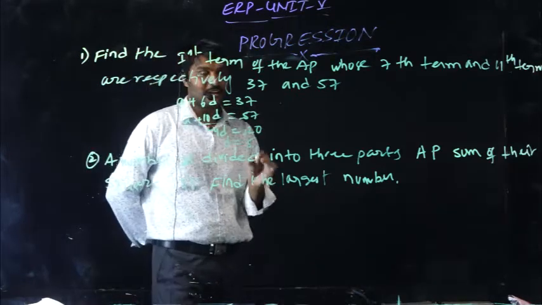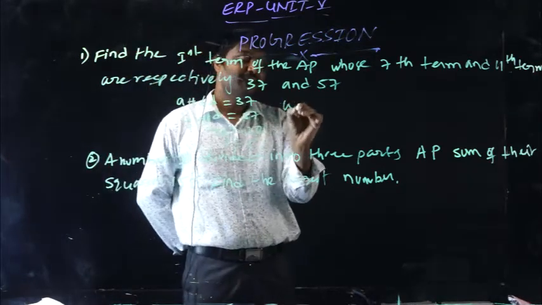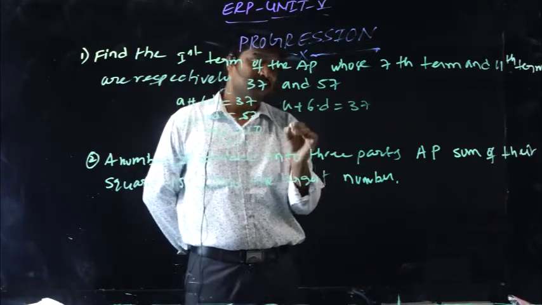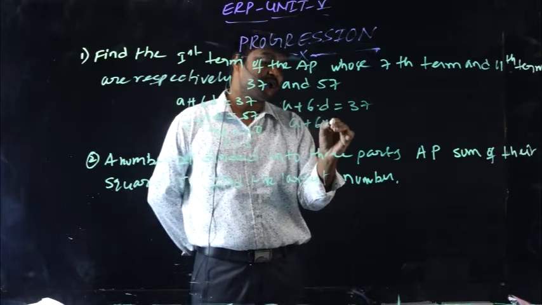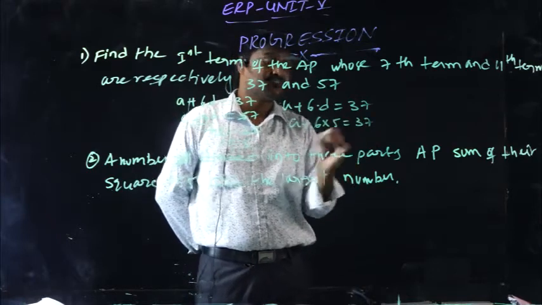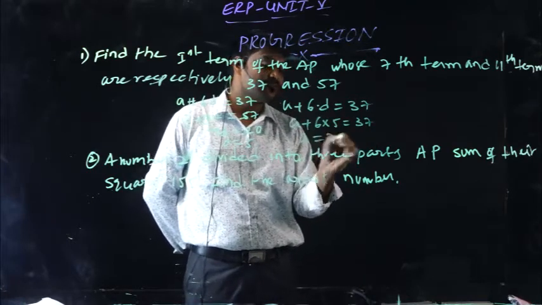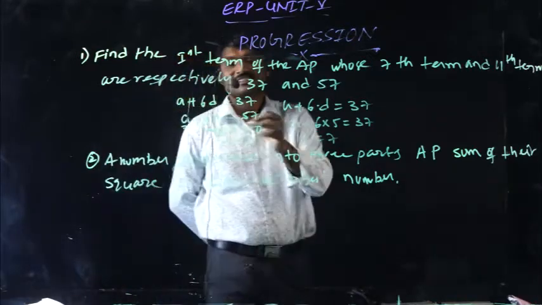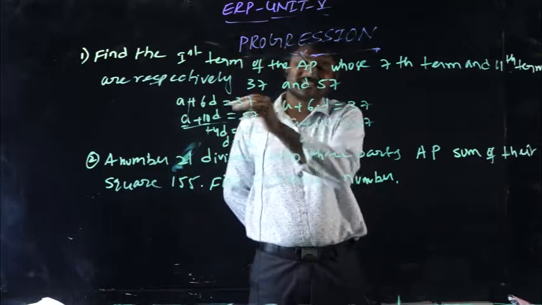D equal to 5. So here a plus 6 into d equal to 37. So a plus 6 into 5 equal to 37. So a equal to 7. But you are asking the first term.